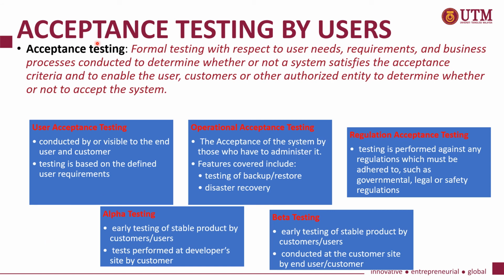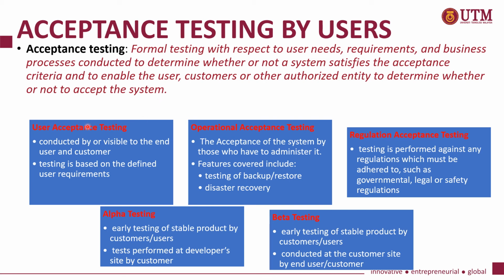Finally, this slide summarizes acceptance testing by users, and it shows that acceptance testing, which is related to testing the whole system by the user or by the customer, can be classified into 5 types of testing. Here it starts with the definition of acceptance testing, which is formal testing with respect to user needs, requirements, and business processes, conducted to determine whether or not a system satisfies the acceptance criteria and to enable the user or customer or other authorized entity to determine whether or not to accept the system.